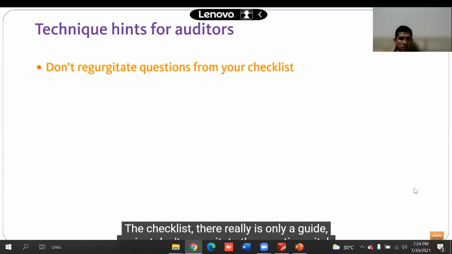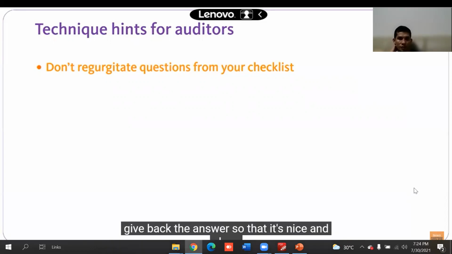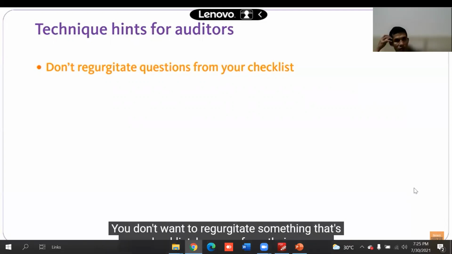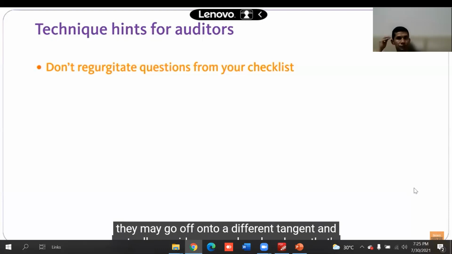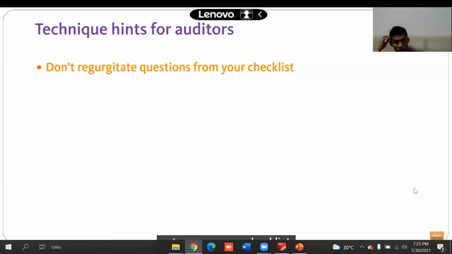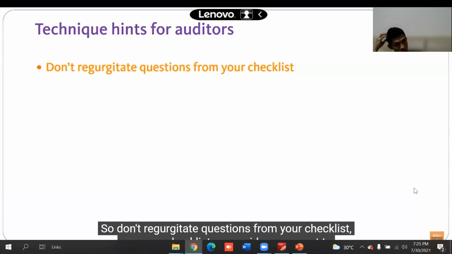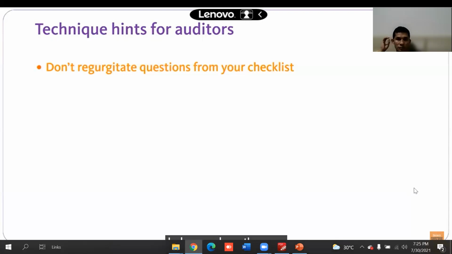Pitch the question in such a way that the auditee will understand and will be able to verbally give you back the answer, so that it's nice and clear. You just don't want to regurgitate something that's on a checklist, because from their answer they may go off onto a different tangent and actually provide more value elsewhere that's not even on your checklist. So just don't regurgitate questions from your checklist. Use your checklist as a guide or a prompt to help you along the way.